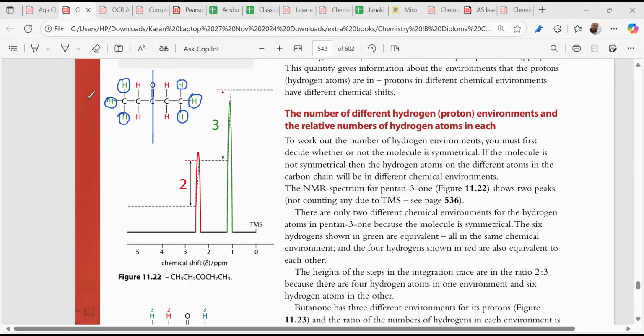Clear? Do you get my point over here? Now we have the symmetrical molecule, so it will have this. The 4 will be similar, so it will be 6:4, right?